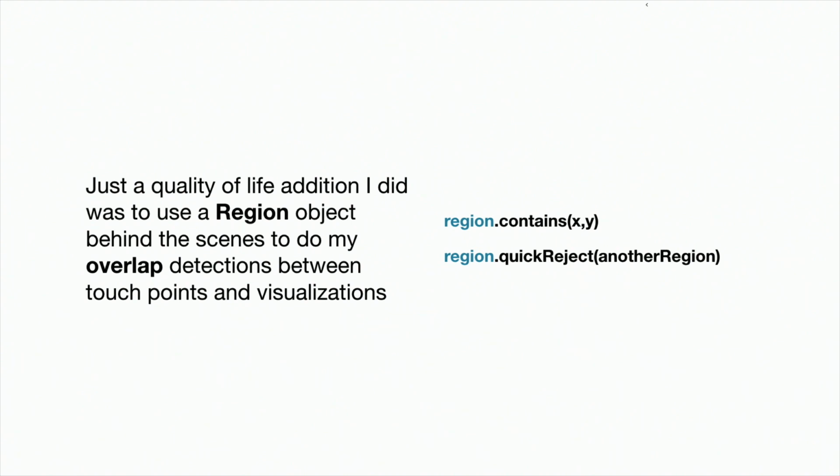A quick quality of life thing that I added to my app was using a region object behind my shapes. If you use a region object, you have very quick, helpful methods to do a quick contains and quick reject. This allows you to find if two regions are intersecting, overlapping, or whether a point is contained in that region or not. This was helpful for us because we have a lot of proximity-based logic that we use for our visualizations.